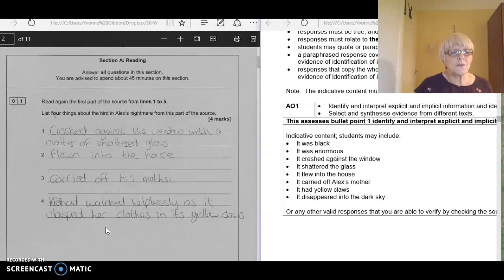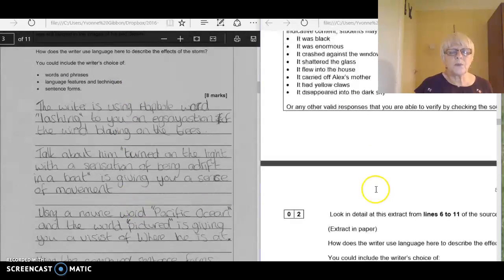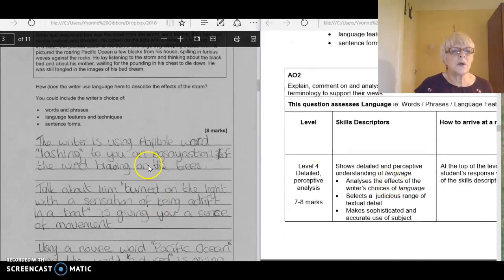So you've scored the full 4 marks for question 1, so that's a good start. So if we move on to question 2 now, which is the question that asks you to look at how the writer uses language to describe the effect of the storm.